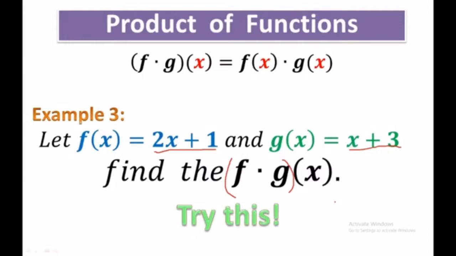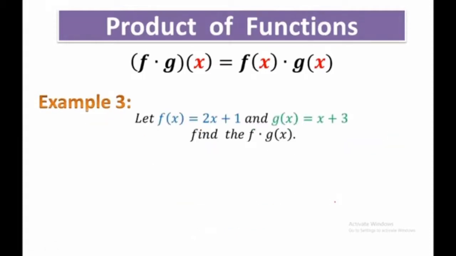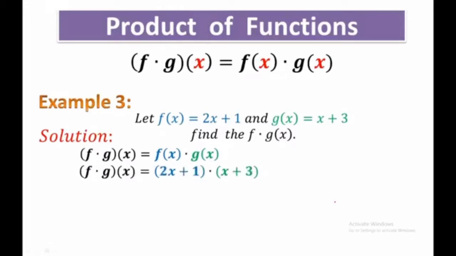Time is up. Now let us check your answer. Okay, for example number 3, the solution. The f and g of x is equivalent to the f of x times the g of x. The product of the f and g functions of x is equivalent to f of x times g of x. Substitute the values of f of x and g of x. So you have 2x plus 1 times x plus 3.